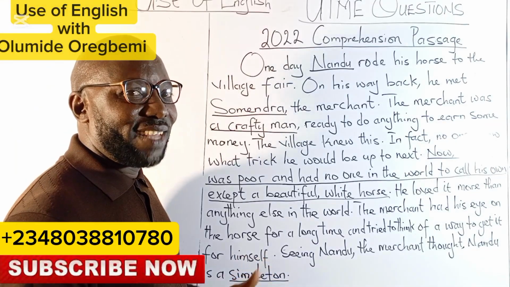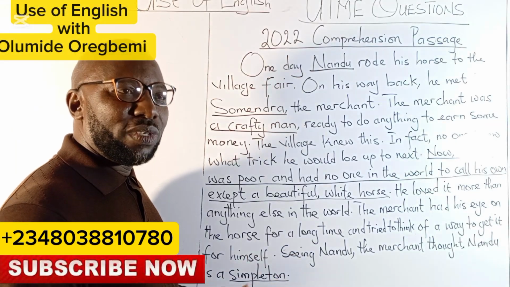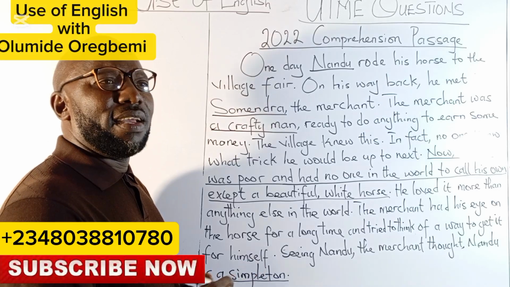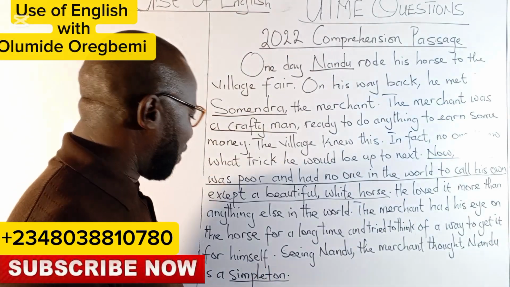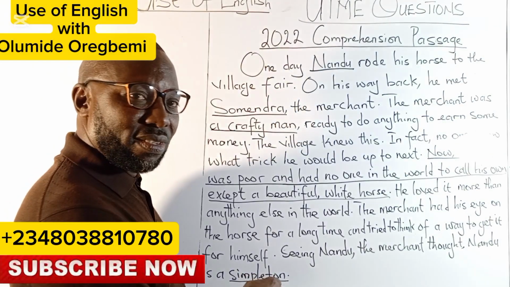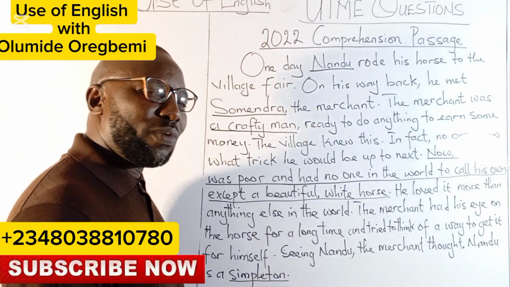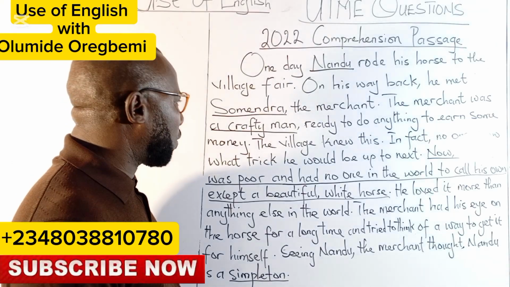Okay, I didn't say that so that you feel offended. It's the dictionary that says that. So when you check a dictionary, you will see that a simpleton is a soft-minded person who lacks common sense. So he thought that he was a simpleton. If you go to the end of the story, you would see what unfolded in the story.